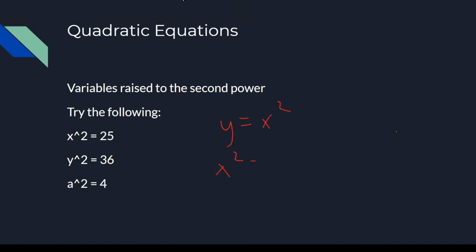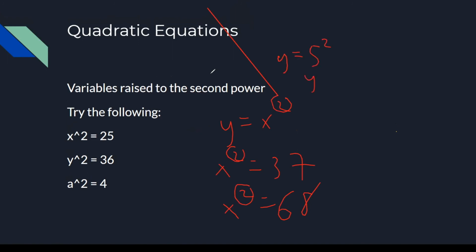x squared equals 37, that's quadratic. x squared equals 68, that's also quadratic. Okay, so that's because you see this little 2 on top. But when you have y equals 5 squared, this is not quadratic, this is linear. This is just equal to y equals 25. Keep this in mind because this is a constant value. You need a variable, not a constant, raised to the second power.